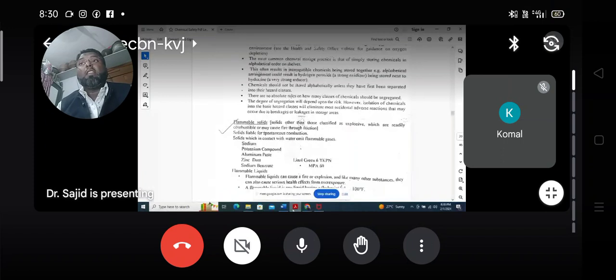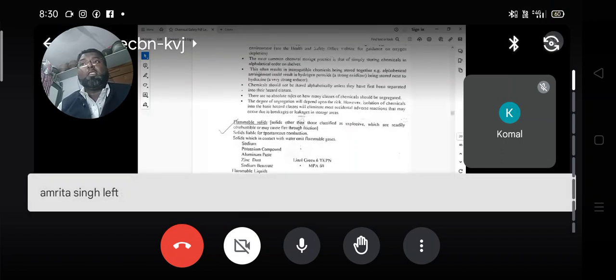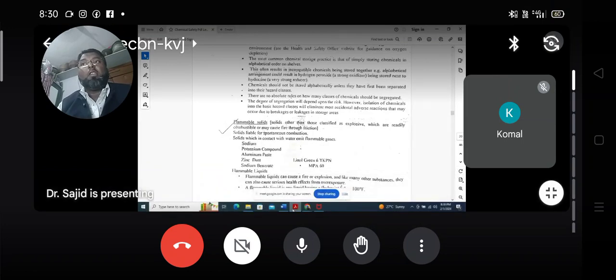Solids other than those classified as explosive, which are readily combustible or may cause fire through friction, are called flammable solids. Solids liable to spontaneous combustion, and solids which in contact with water emit flammable gases.